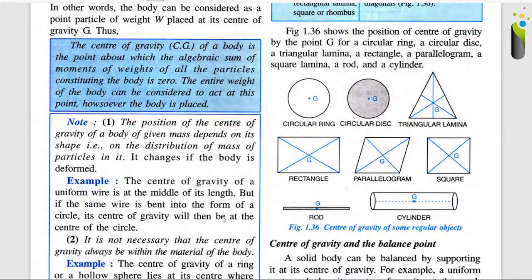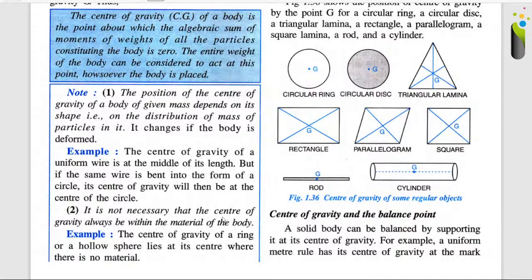Note, first, the position of the center of gravity of a body of given mass depends on its shape, that is, on the distribution of mass of particles in it. It changes if the body is deformed. Example, the center of gravity of a uniform wire is at the middle of its length. But if the same wire is bent into the form of a circle, its center of gravity will then be at the center of the circle.